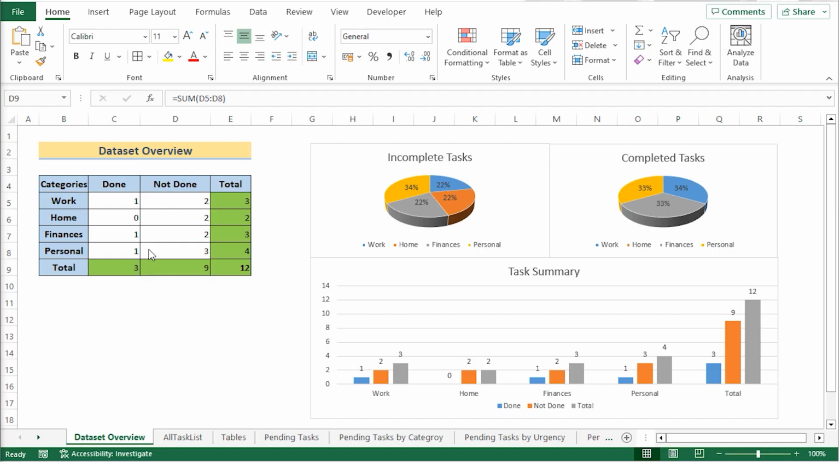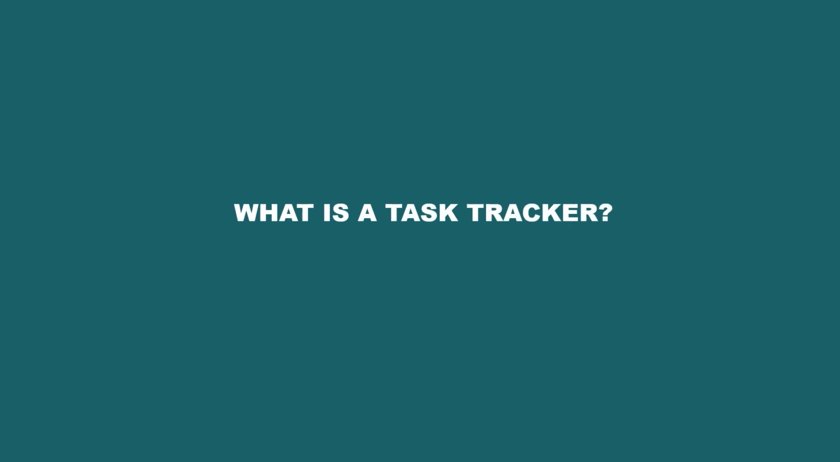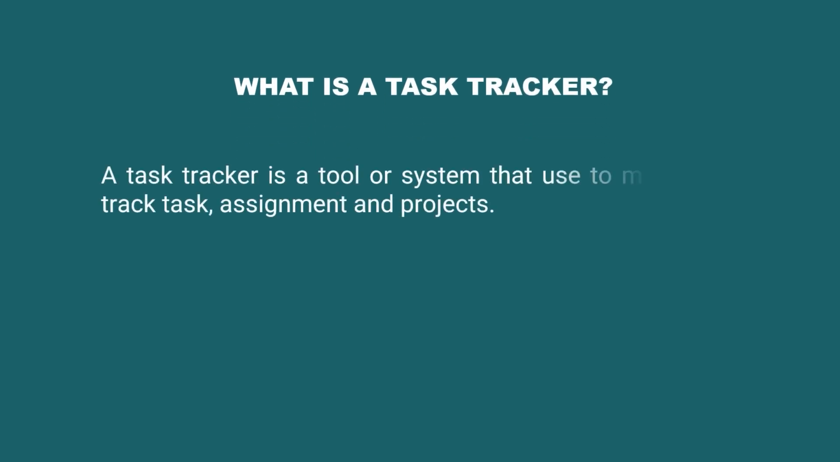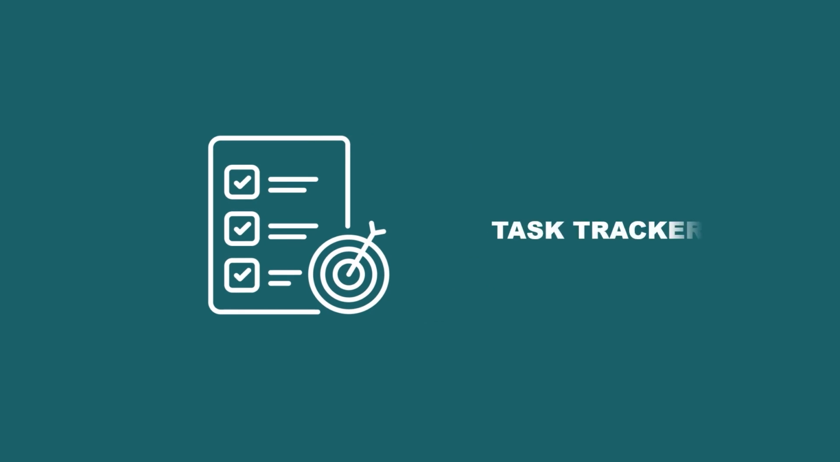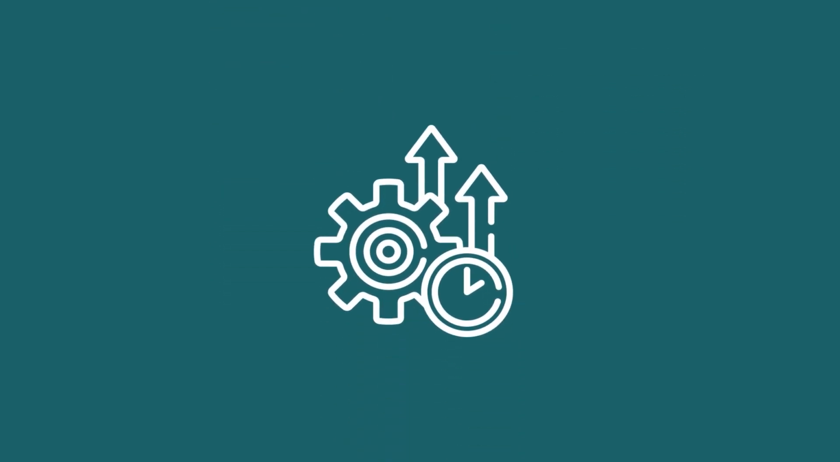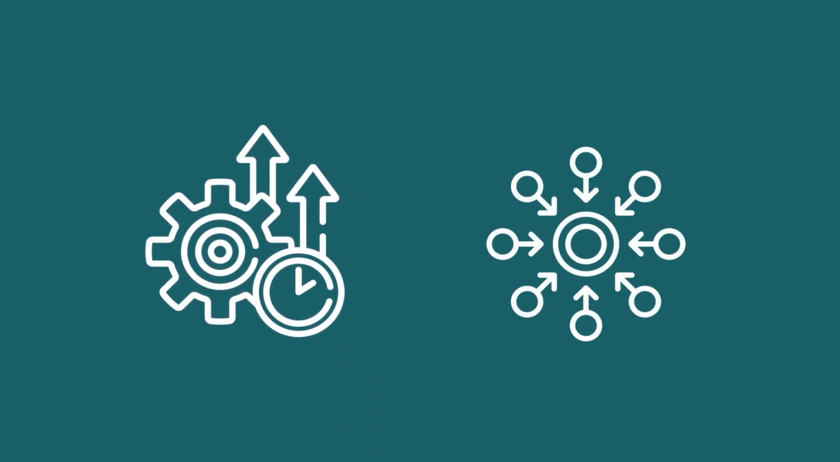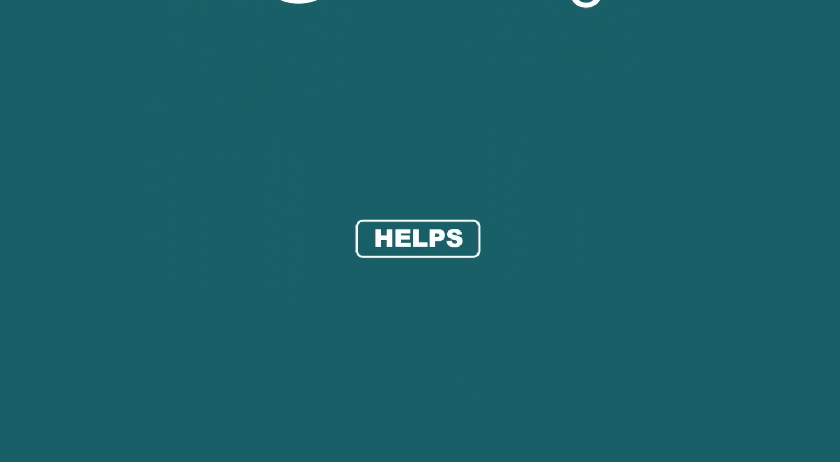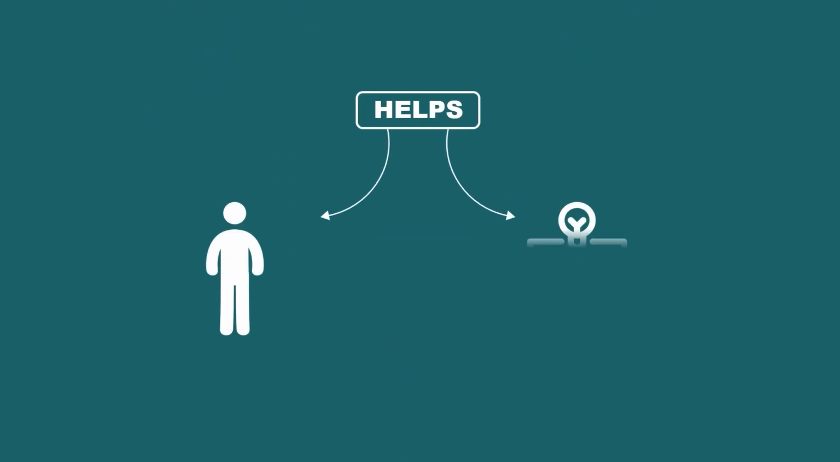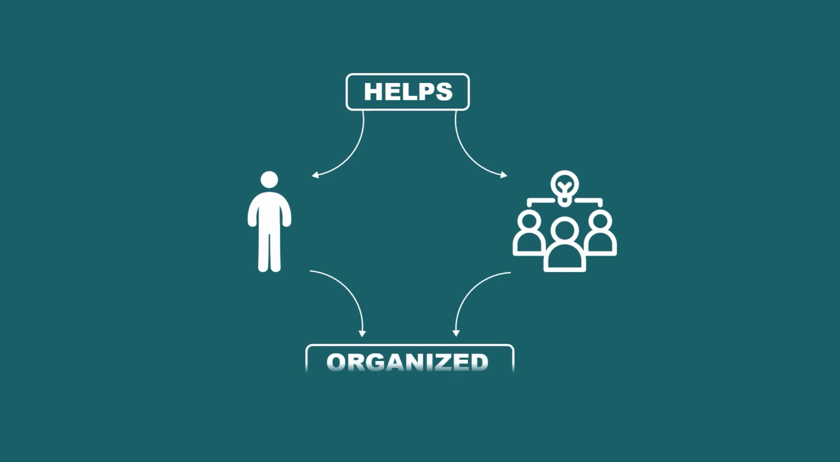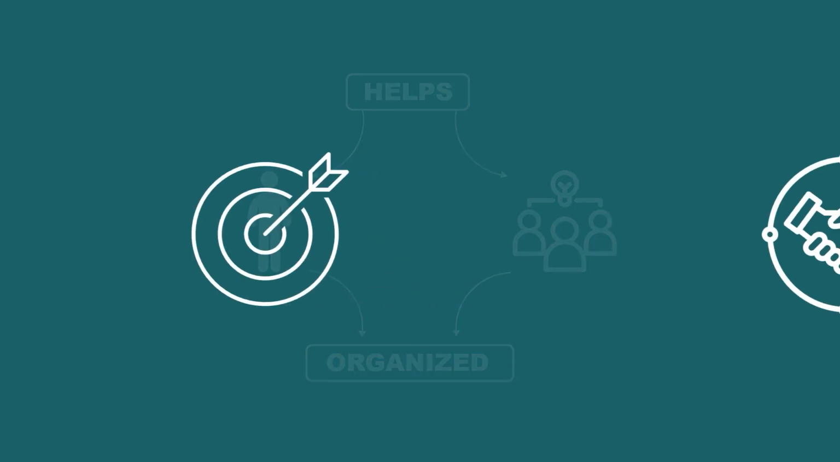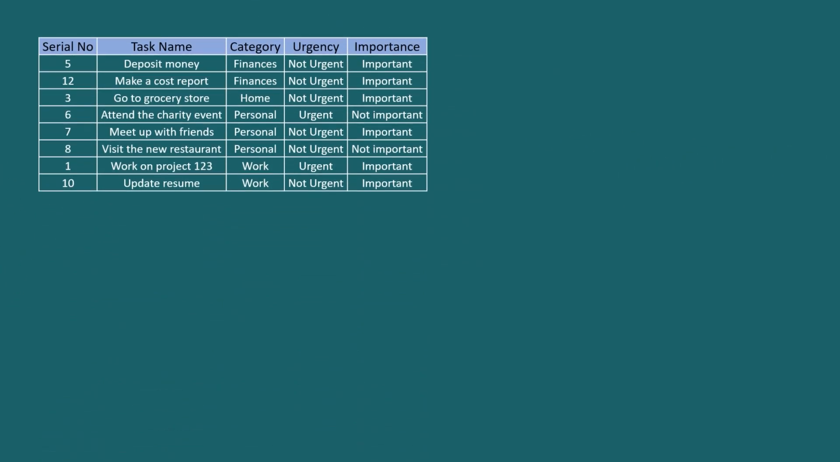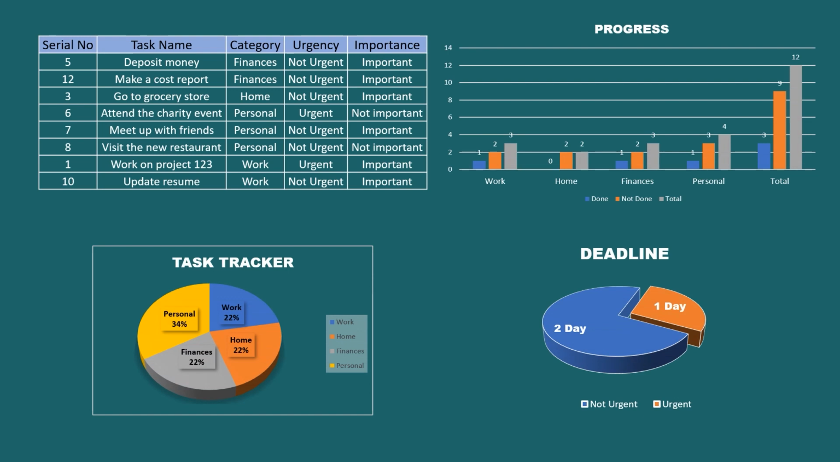So, the first question occurs, what is a task tracker? A task tracker is a tool or system used to manage and track tasks, assignments, and projects. The primary purpose of a task tracker is to enhance productivity by providing a centralized platform for task management. It helps individuals and teams to stay organized, collaborate effectively, and ensure that the tasks are completed on time.